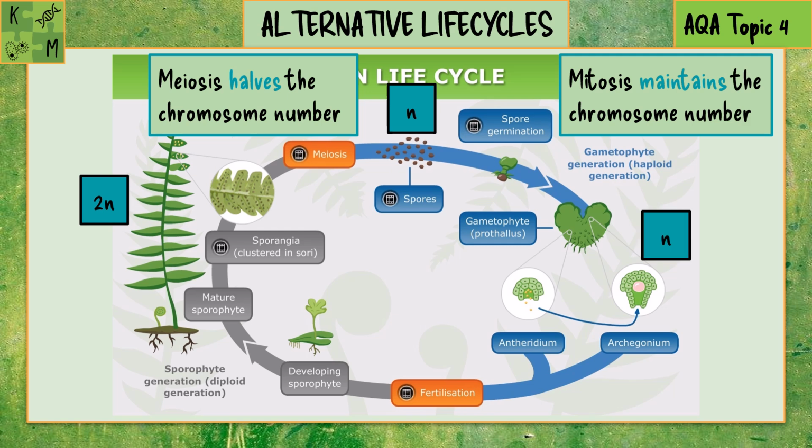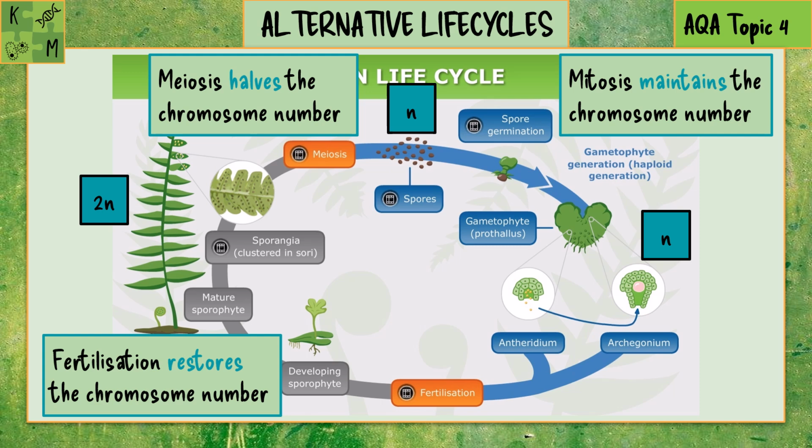Finally, in fertilisation, 2 haploid gametes fuse to form a diploid cell, restoring the chromosome number. The cell goes on to divide by mitosis again, maintaining the chromosome number of 2n in the mature sporophyte.